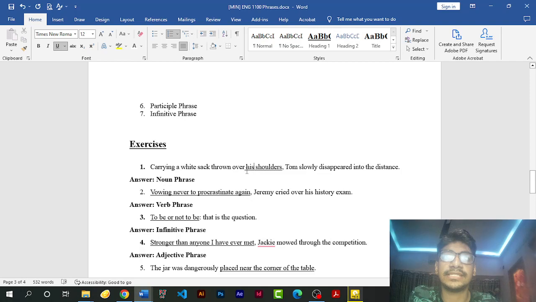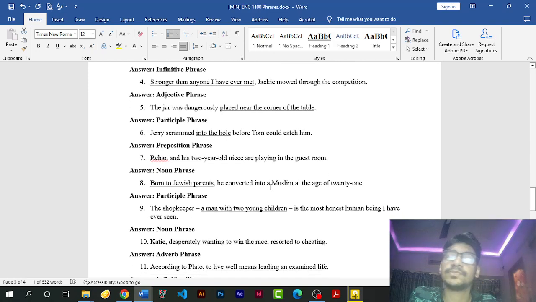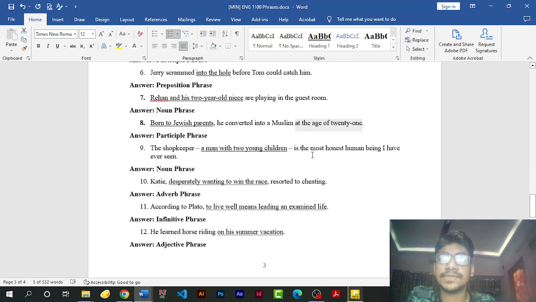What if I had just underlined this part, it'd be a pronoun which is a noun phrase, right? So if I underline any part of the sentence, you should be able to get it. So if I just consider underlining this part, convert it into a Muslim. What's this part? It's a verb phrase because the first word is a verb. What if I underline this part, at the age of 21? It's an adverb phrase, right? What about this one? The most honest human being. It's a noun phrase because a noun is there.